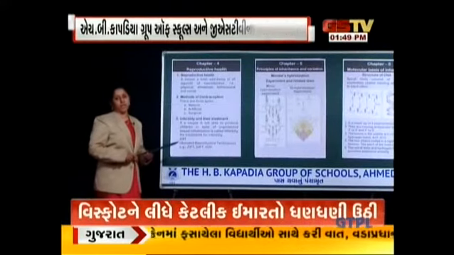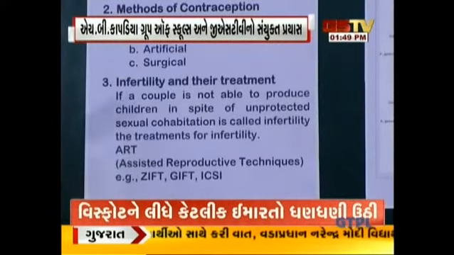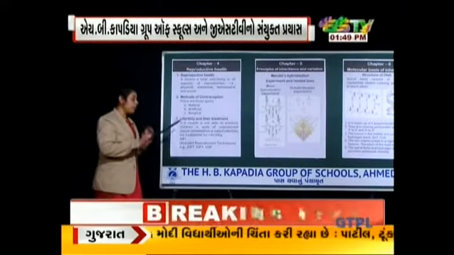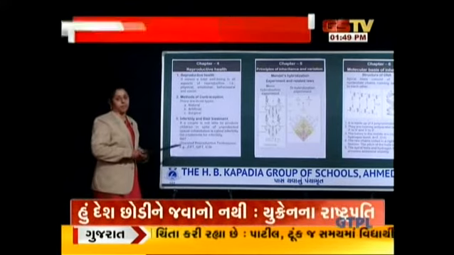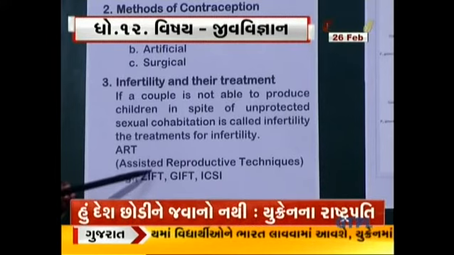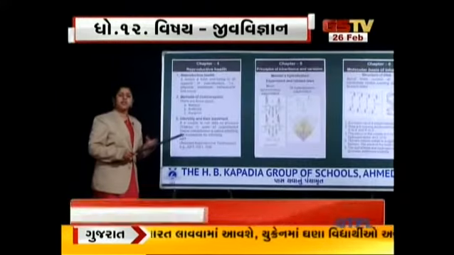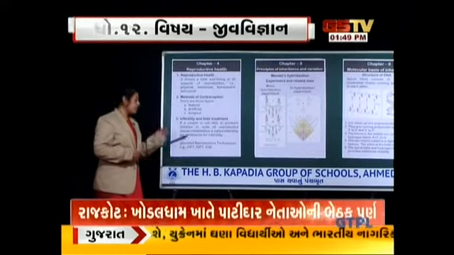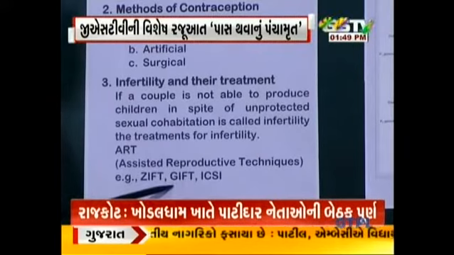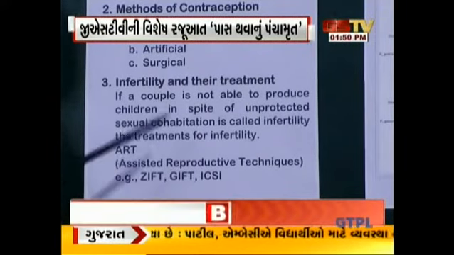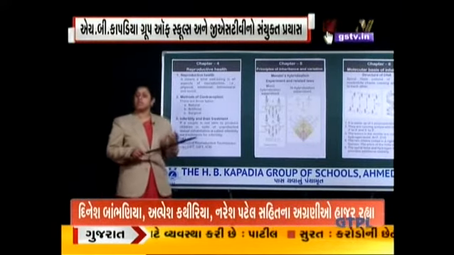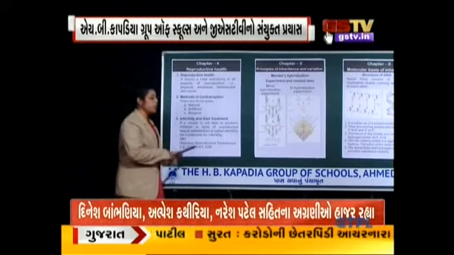What is the full form of ART? Assisted reproductive techniques. This will help you to give a baby if you don't have a baby after a long period of time. Now, what are the different techniques? ZIFT. What is the full form? Zygote intrafallopian transfer. In this, we are transferring zygote which is fertilized in a laboratory and inserted into the fallopian tube. Second one is called GIFT. Gamete intrafallopian transfer. Sometimes the male or female is not able to produce sufficient number of gametes, that is male gamete or female gamete, then they can use this method.